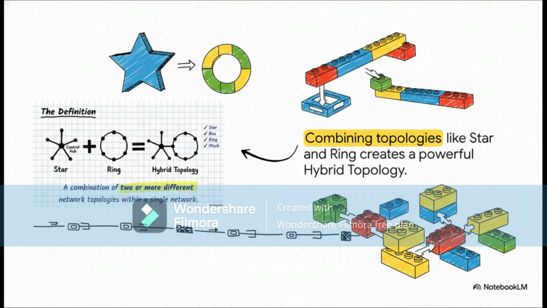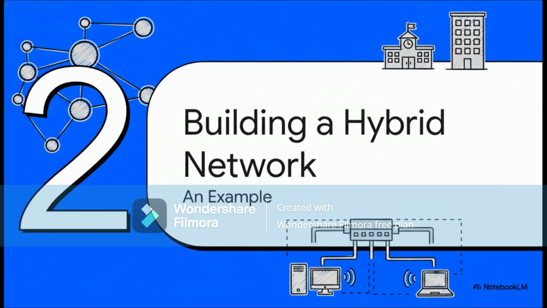This picture nails it. It's kind of like playing with Lego, you know? You don't just use the one type of brick. You use the flat ones for the base, the tall ones for the walls. You mix them up to build something awesome. That's exactly what a hybrid network does. It combines different styles, like a star and a ring, as you see here, to build the best possible network for a specific job.